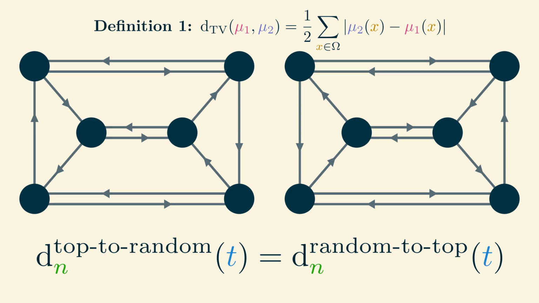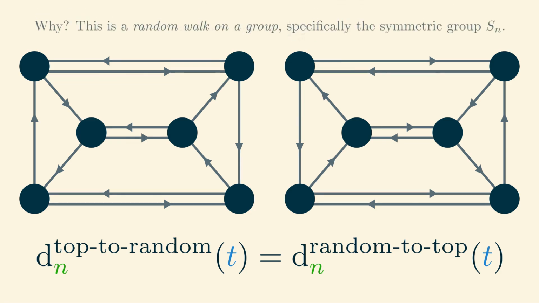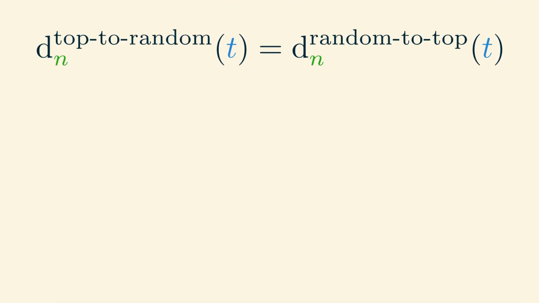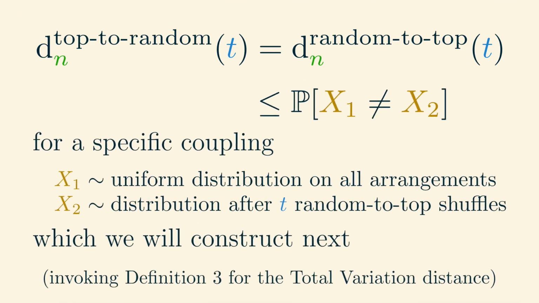If you want to know exactly why this happens, let me just say that what we have here is something called a random walk on a group. And if you know what a group is, you'll know that groups are very symmetric objects, and this reversal isomorphism is just one way in which this symmetry manifests. All this is to say that we really only need to analyze the random to top shuffle. So we will be constructing a coupling to get an upper bound for the distance after t random to top shuffles.